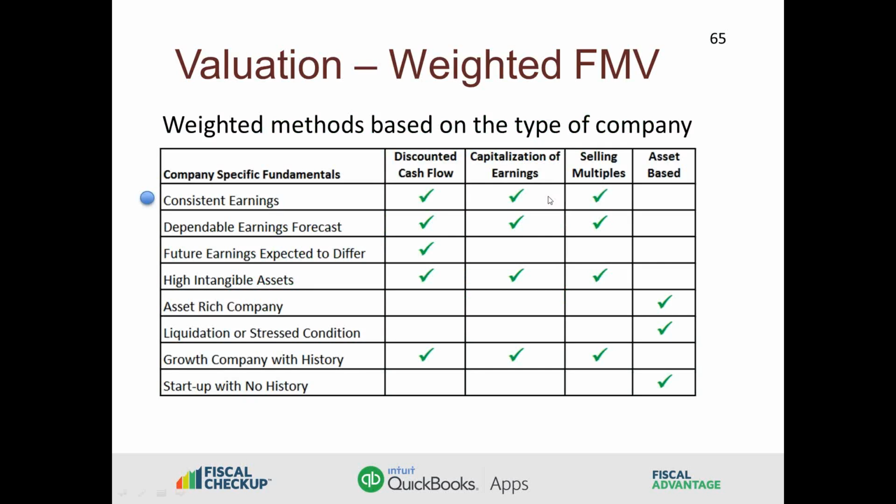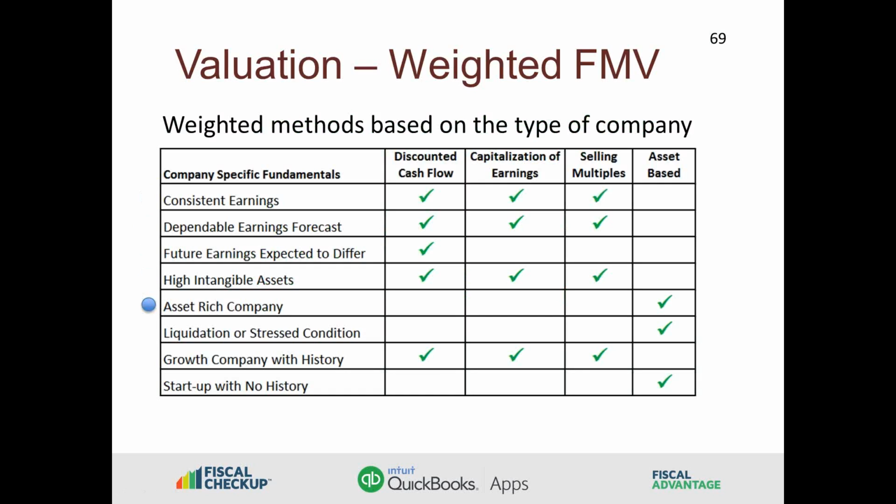So let's just talk really briefly about which of the methods best reflect value in different circumstances. If the company has consistent earnings, it pretty much works well with all of the first 3 methods. A dependable earnings forecast also works well with the first 3 methods. If the earnings are expected to materially change in the future, the discounted method works best if the earnings stream estimates are accurate. If a company has high intangible assets, such as special formulas or processes, the first 3 methods are good, but the value of the intangible assets might need to be added back into the value somehow if their value is not yet reflected in the financial performance of the company.